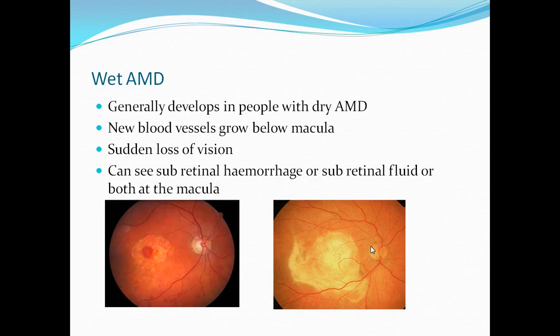Wet AMD generally develops in people with dry type of AMD. The new blood vessels grow beneath the retina in the macular area, and it presents with sudden loss of vision, as we discussed. On examination, you can see some hemorrhage in the macular area, and sometimes you can see some fluid in the macular area. If this remains for a long time, it leads to scar at the macula, which causes irreversible loss of vision.